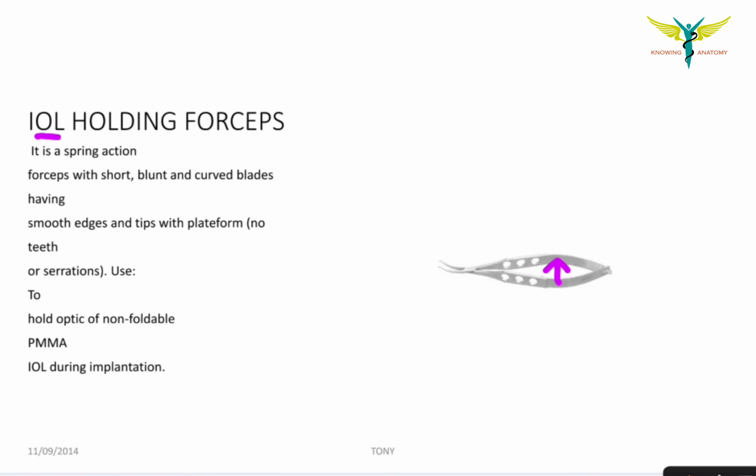Here you can note a spring action. This forceps is short with blunt and curved blades. So the blades are curved like this. It has smooth edges and tips with plate form. It is used to hold the optic of non-foldable PMMA lens during the implantation.